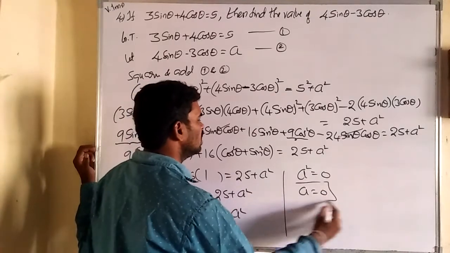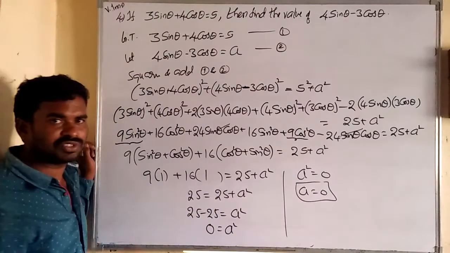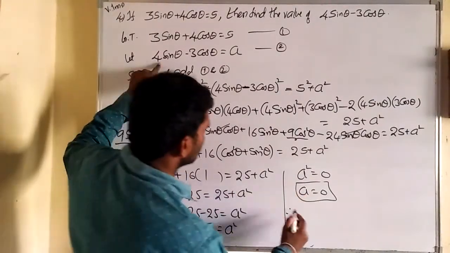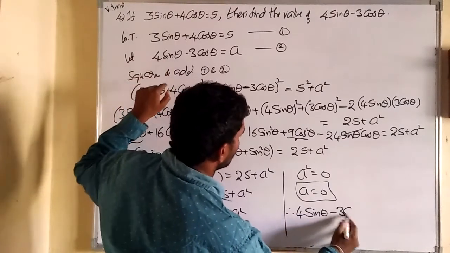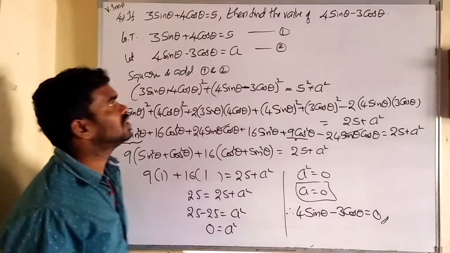We have only 0. Don't write plus or minus 0, because 0 is neutral. So therefore, what is a? a means 4 sin theta minus 3 cos theta, which is equal to 0. So we found the solution.